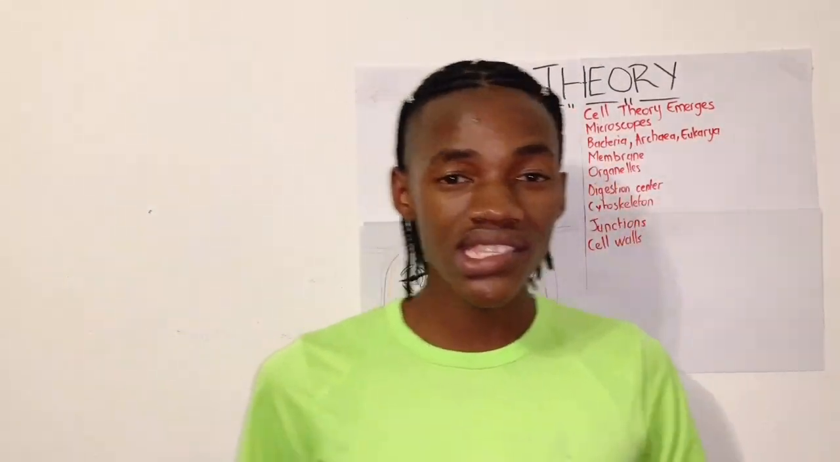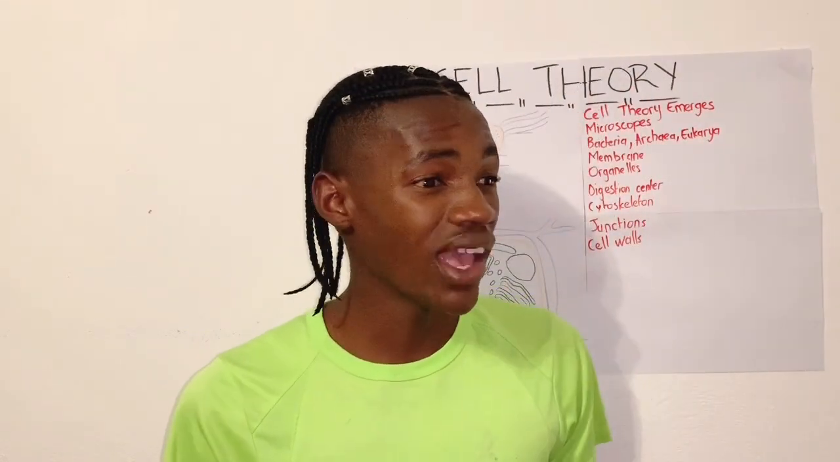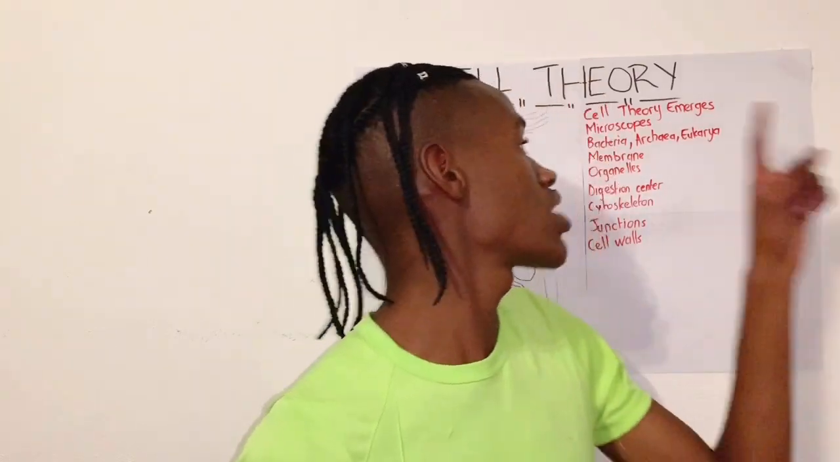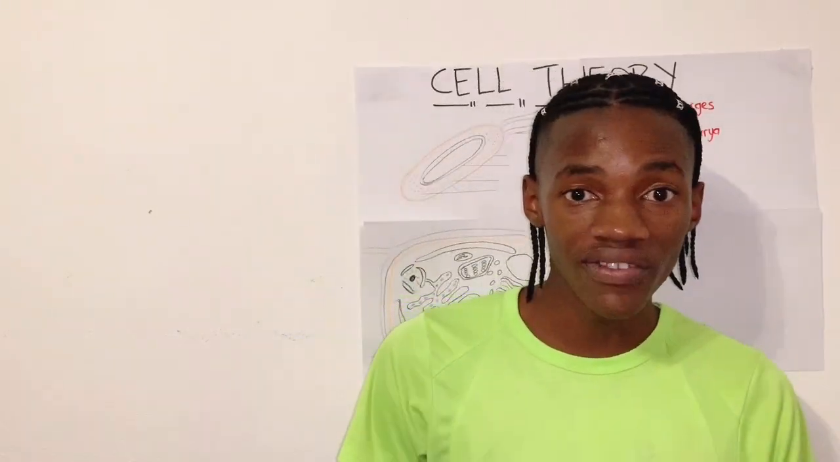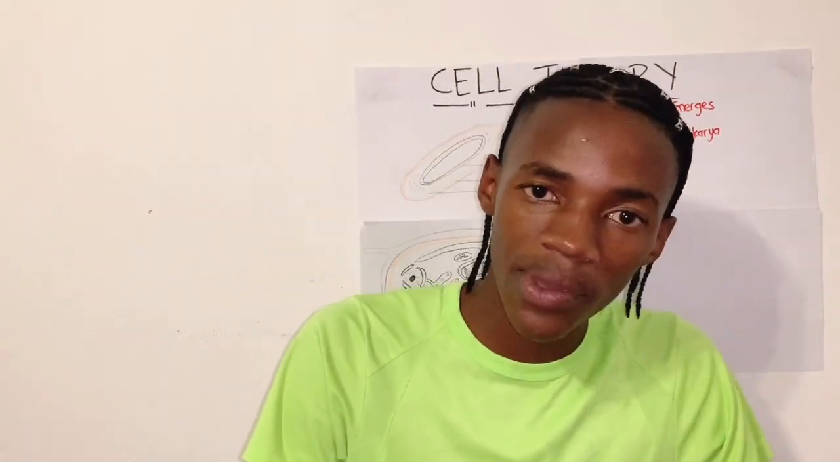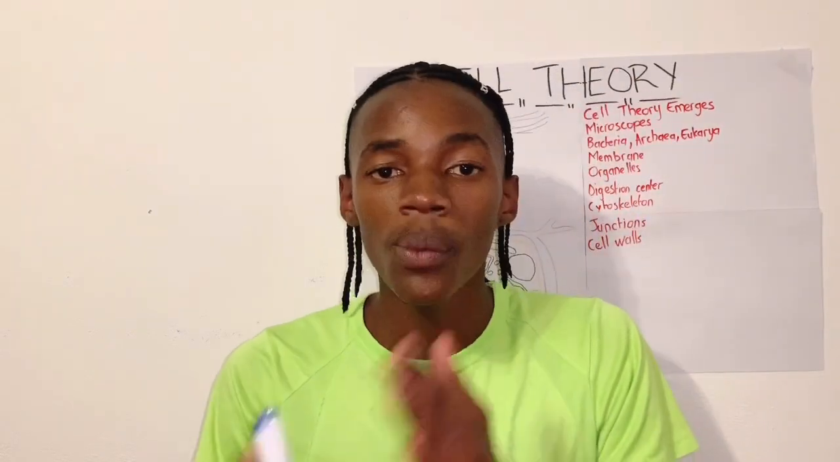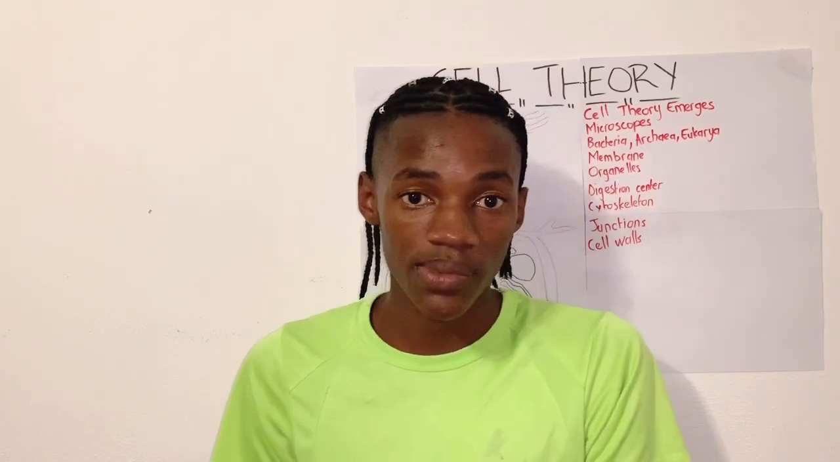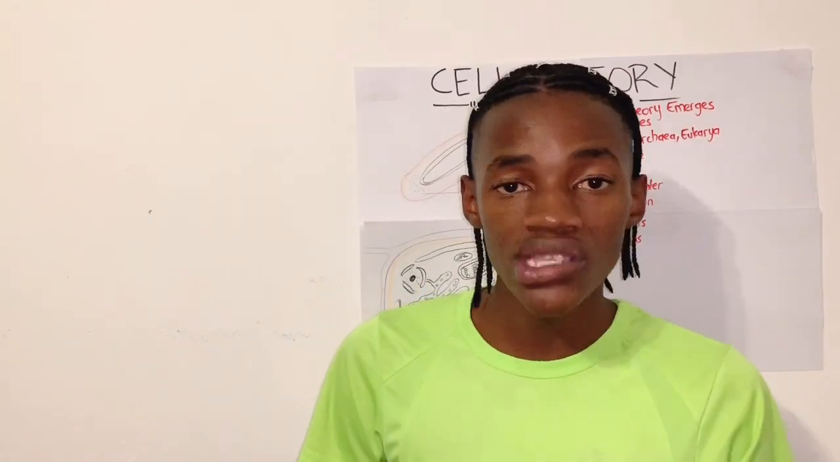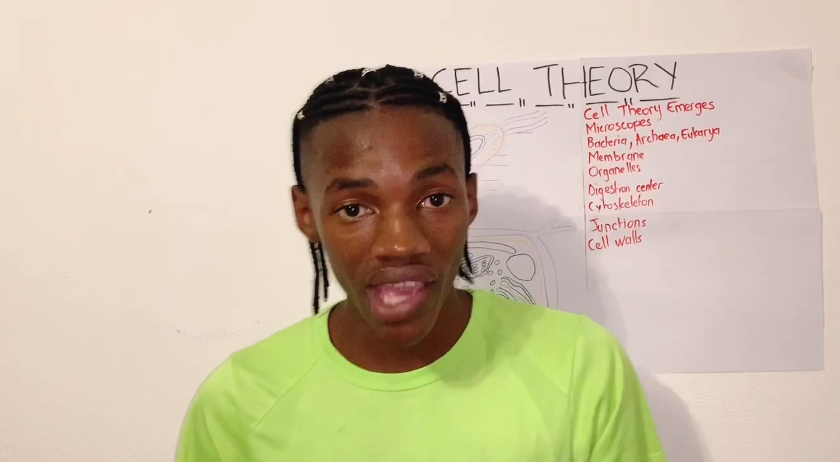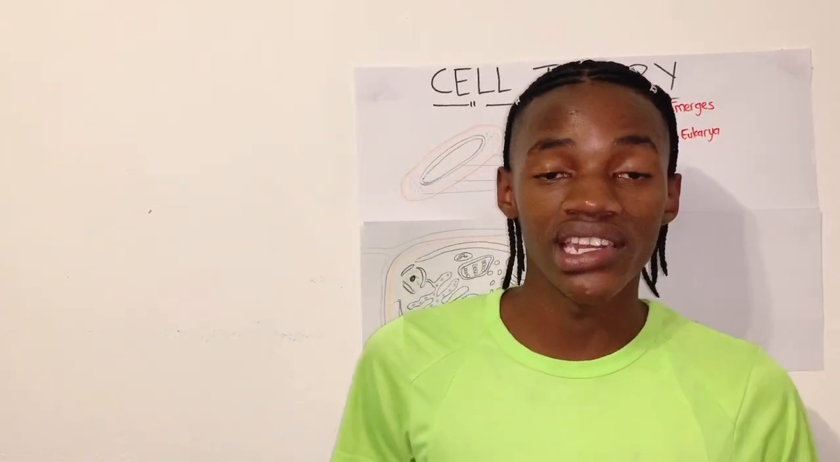Now, cells are so small that we cannot see them with the naked eye. We use objects called microscopes, which magnify the specimen that is being studied. So we use microscopes to see animal cells, plant cells, bacterial cells, and all the other cells that we have, because we cannot see cells with the naked eye.